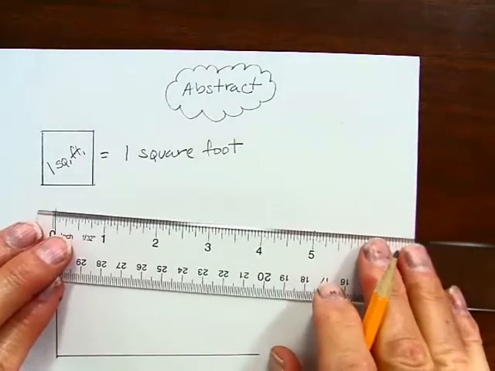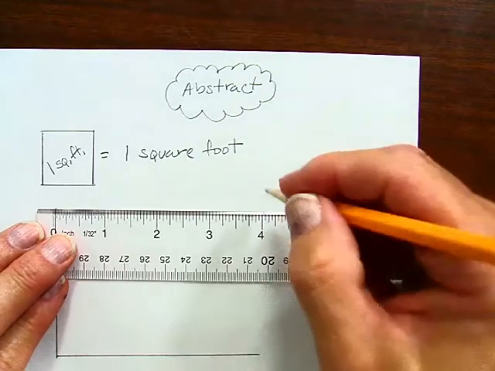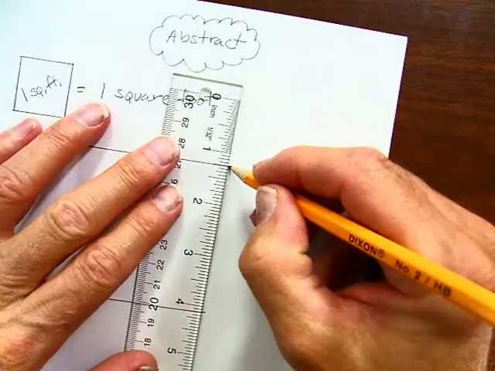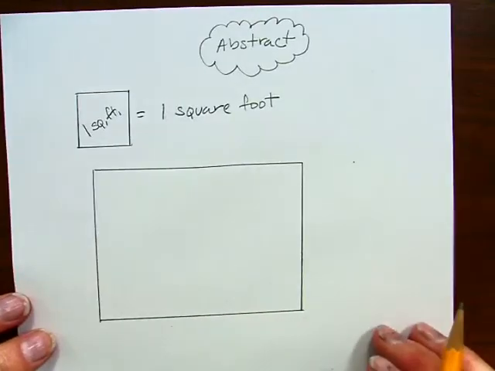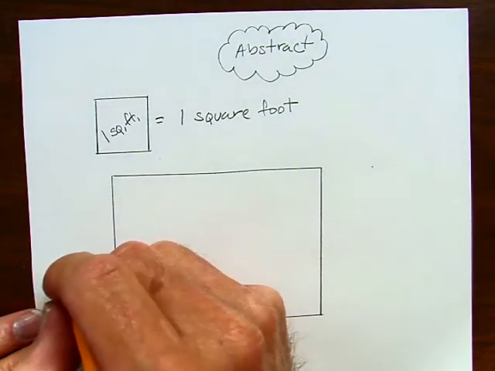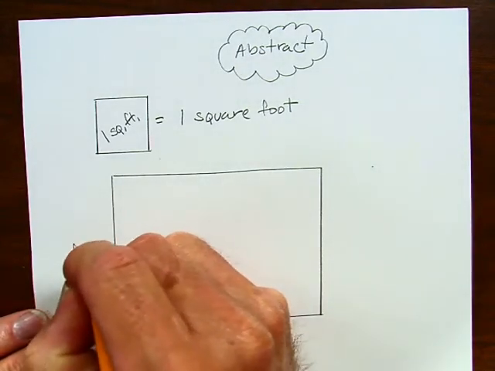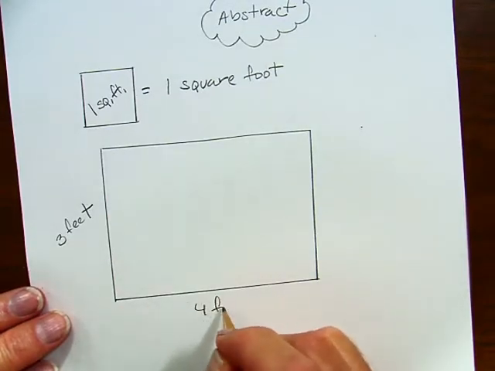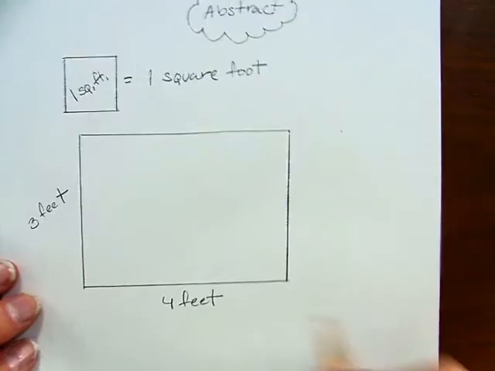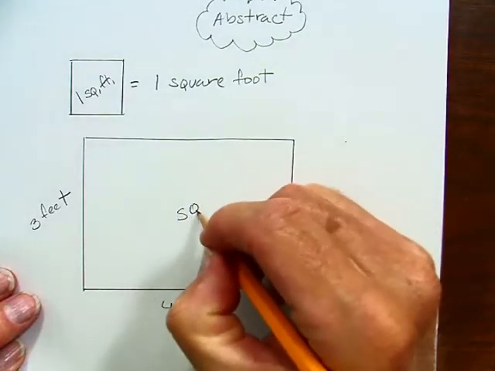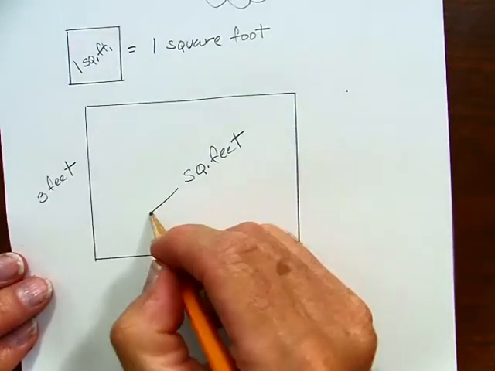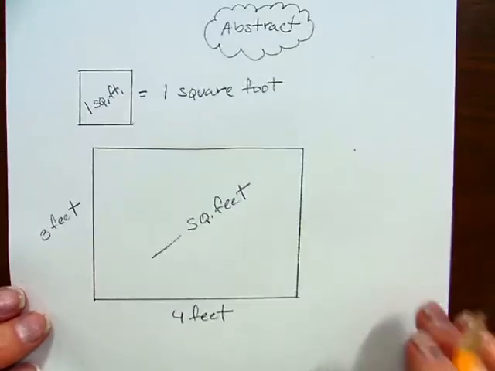I'm not using lined paper because I don't want to confuse the squares inside the lined paper, but what we're doing now, this is feet we're using now. So I'm going to say on this side, this distance here is 3 feet. And this distance here is 4 feet. And I want to calculate how many square feet there are inside this rectangle.